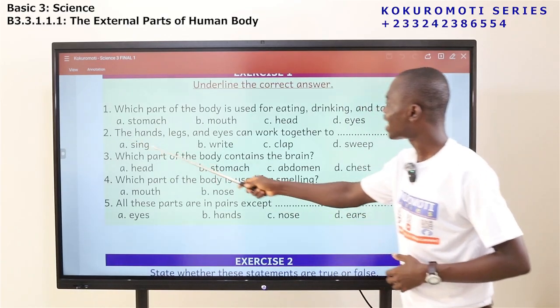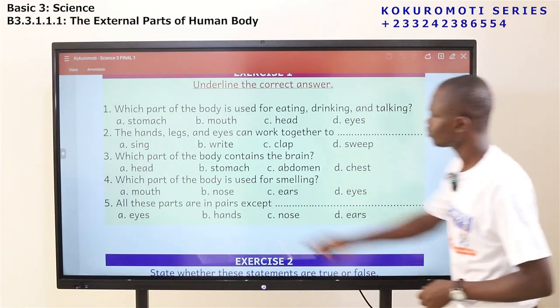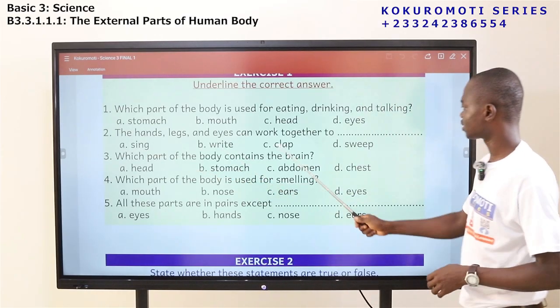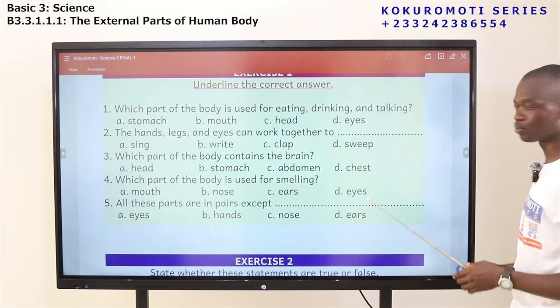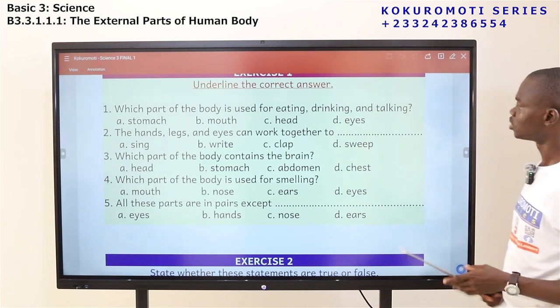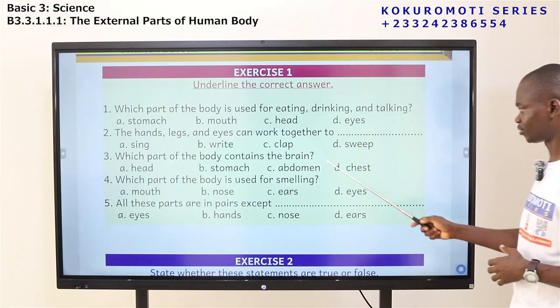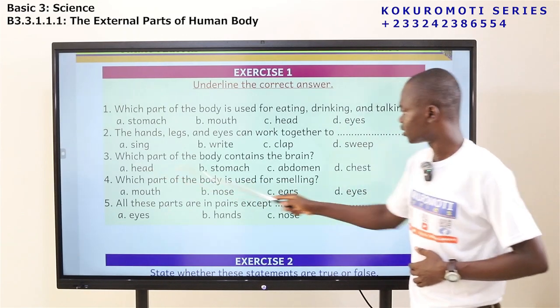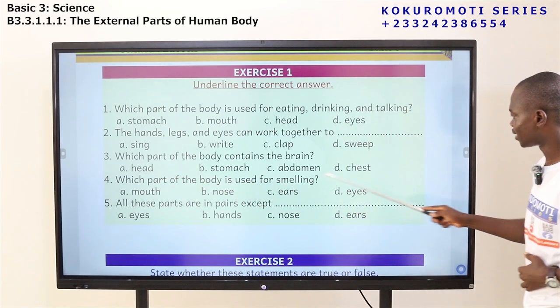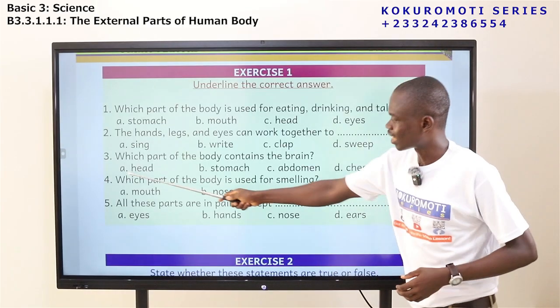Number 2, the hands, legs, and eyes can work together to A, sing, B, write, C, clap, D, sweep. The answer is what? To sweep. Very good. Question 3. Which part of the body contains the brain? A, head, B, stomach, C, abdomen, D, chest. The brain, yes, the answer is what?